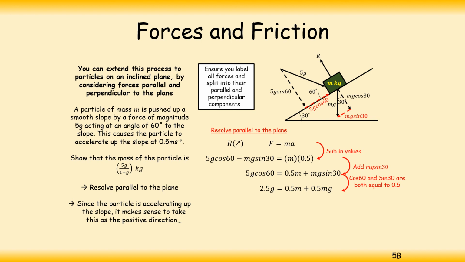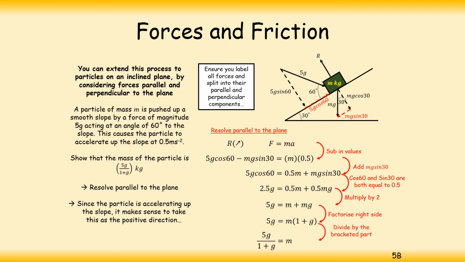It's a show that question, and we've got a lot of decimals here, so one way to get rid of it is simply just multiply everything by 2. Okay, and now here it's saying show that the mass of the particle is equal to. So it's obvious that on the right hand side you simply just factorize by taking m outside the bracket, and to make m the subject you simply just divide 5g by 1 plus g, and there we have it. We've shown what the question said.